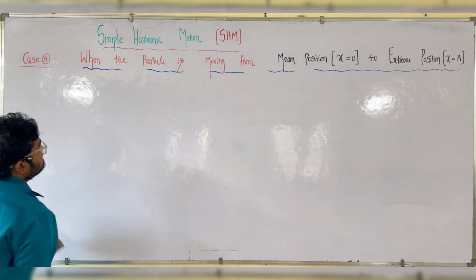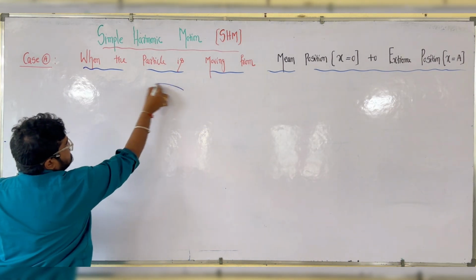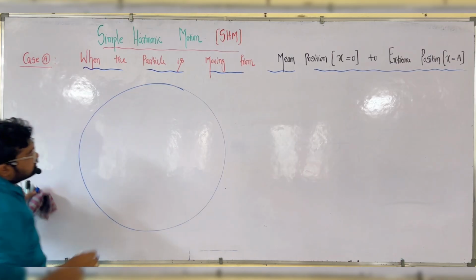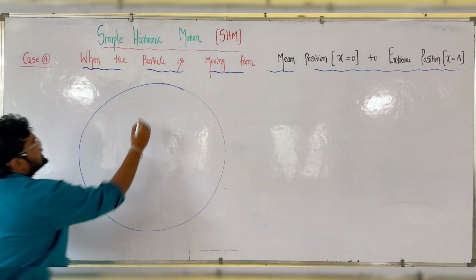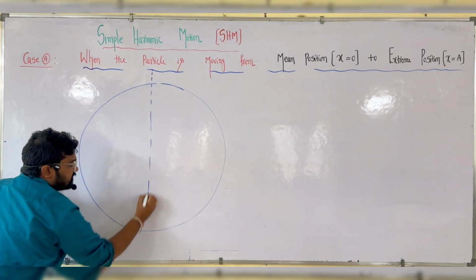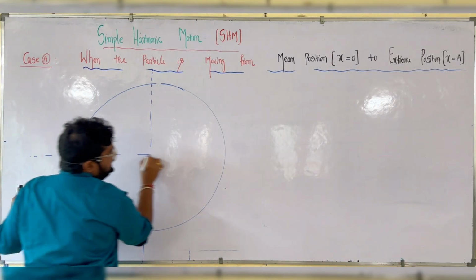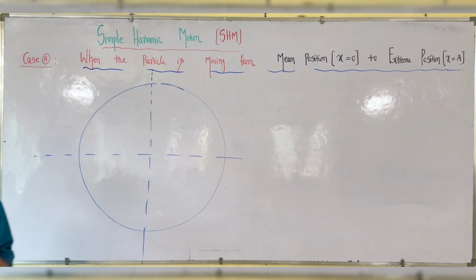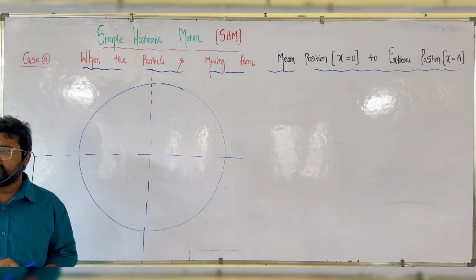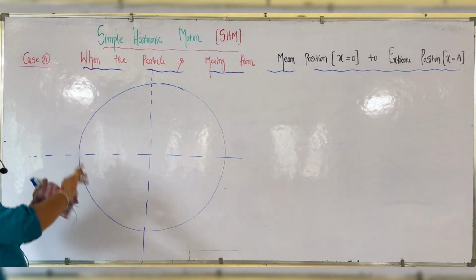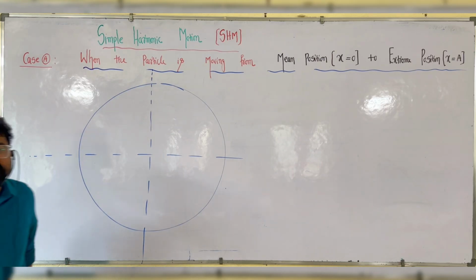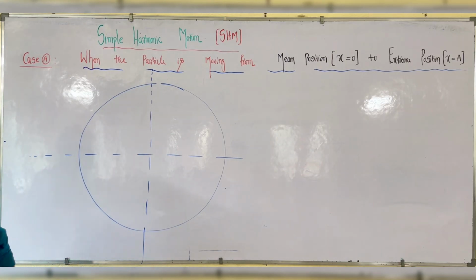If you draw a phasor diagram, see this, this is the phasor diagram. Here it can represent the phase. We already explained phasor diagrams in alternating current. We can represent the entire simple harmonic motion in the circle. Clear?